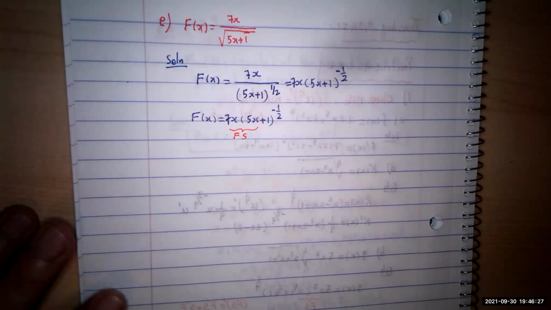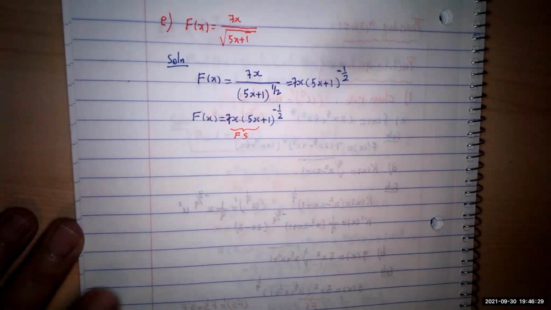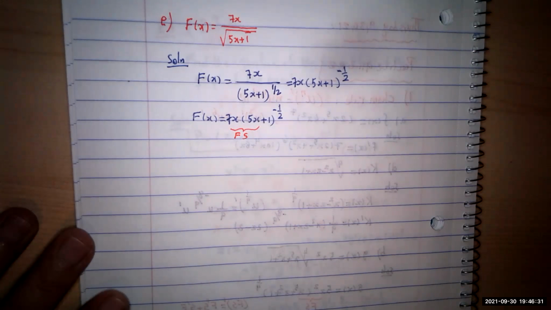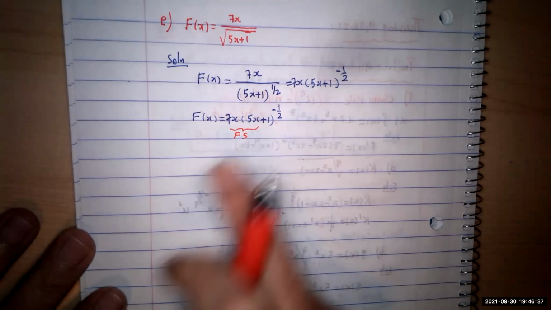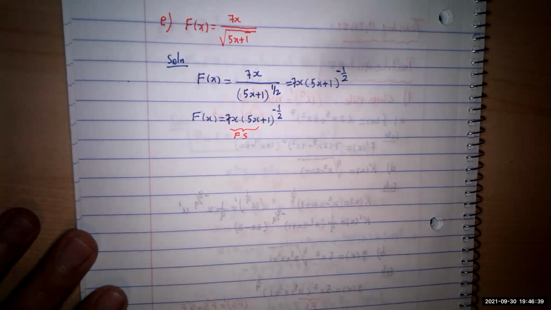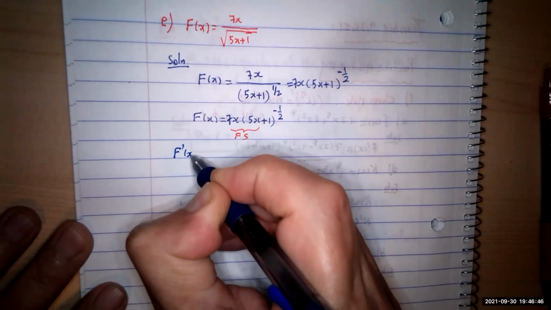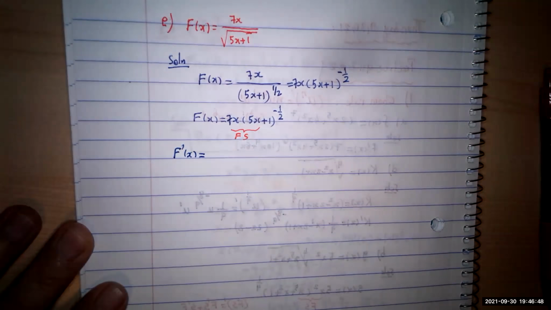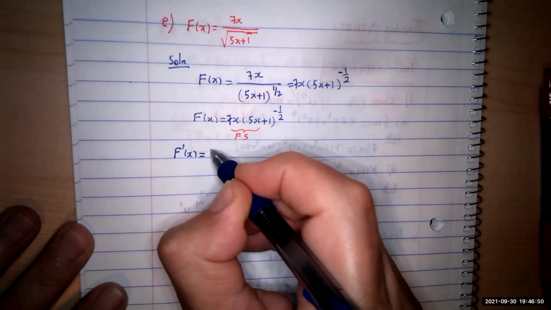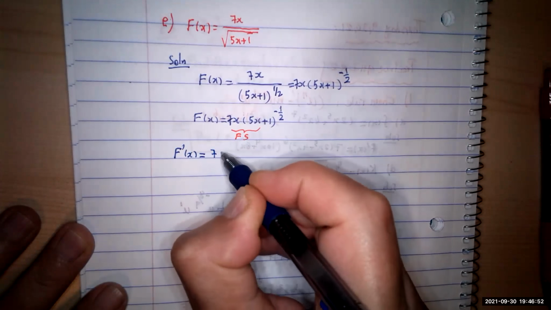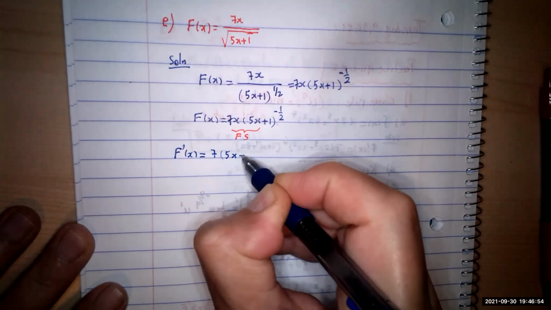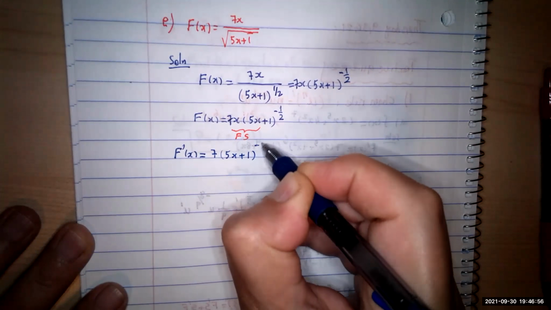So we have to apply the product rule. Derivative of the first times the second, easy. Derivative of 7x is 7. But when you want to do the second one first, it's the chain rule type. It's u to the negative half. So this is going to be the result. f prime equals the derivative of the first one, 7x, which is just 7, times the second one, 5x plus 1 to the negative half.